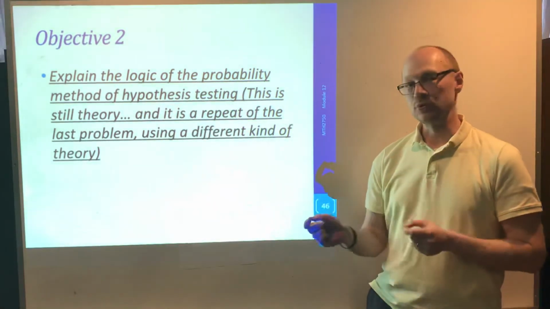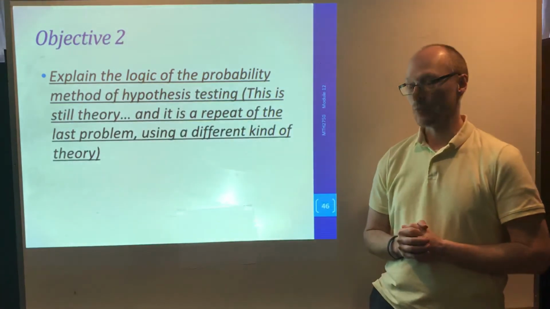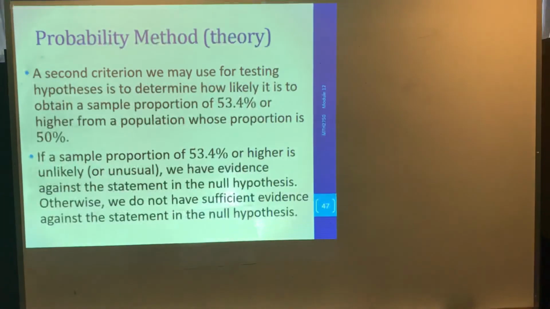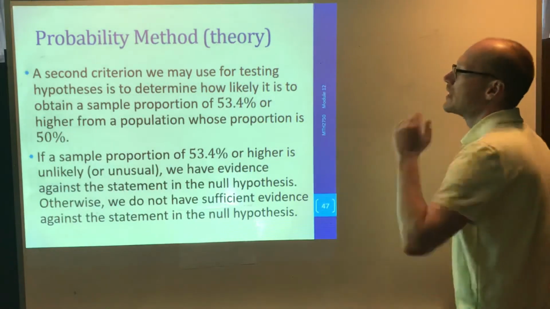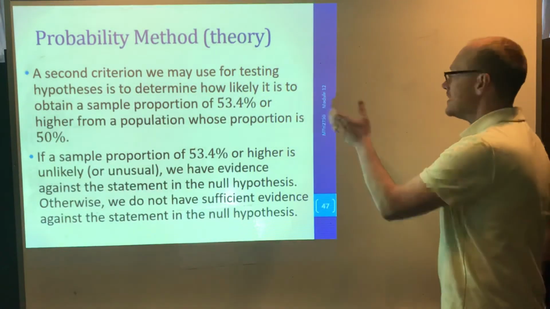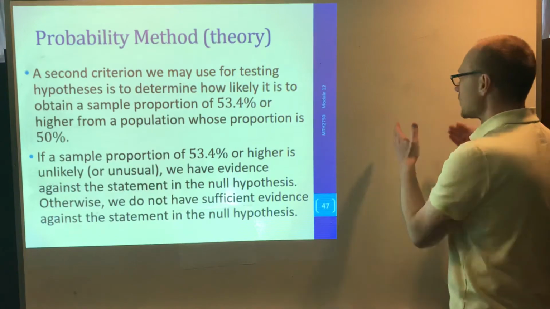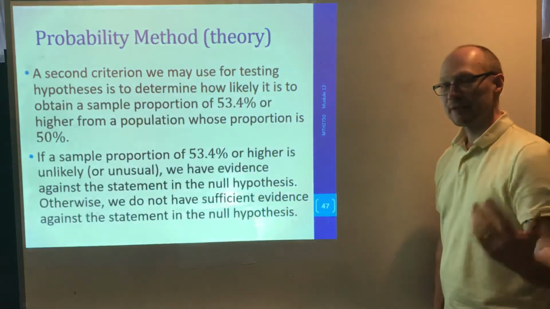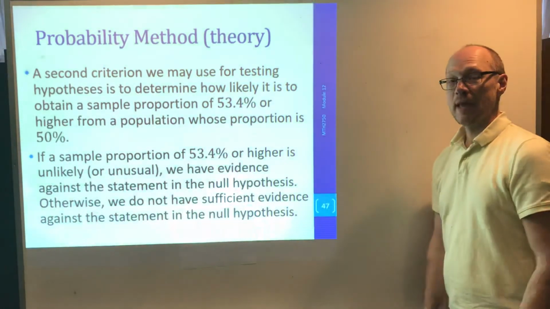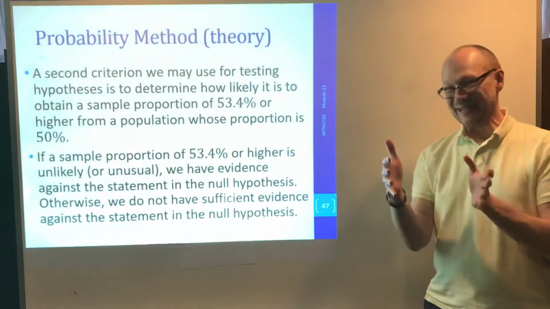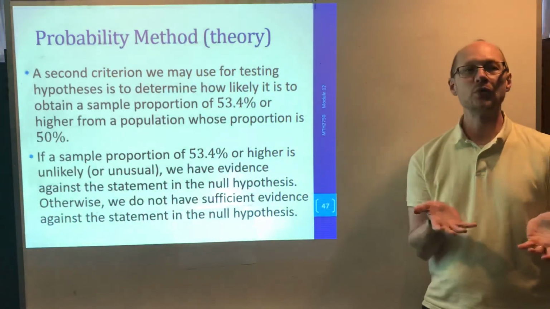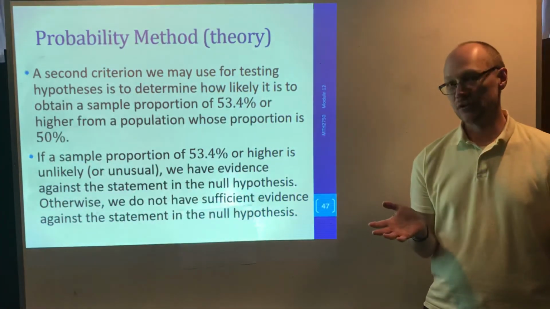So now, we're going to go through the exact same problem again using a probability method as opposed to the classical method. Okay? So that's the probability method. Here it goes. A second criteria we may use for testing is to determine, not based on standard deviations, but what is the probability of actually getting 534 out of 1,000? And if the probability is less than our alpha, then we know that we should reject the null.